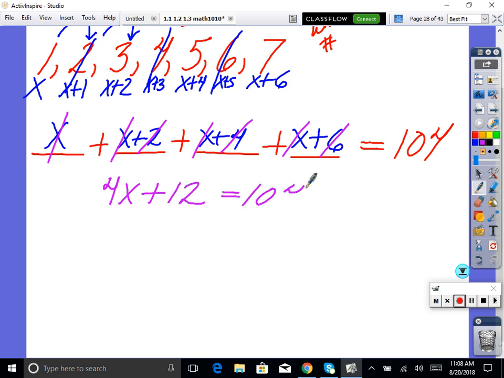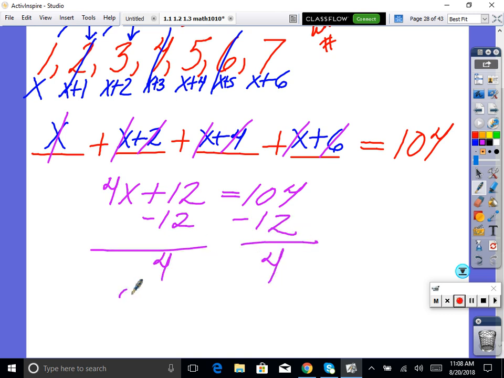Does everybody see how we solve? So our first number is 23. What's the next one? It wants to know all the answers. 25, because it's got to be odd. 27, and you can check, is that true? Add them up. They do equal 104. Isn't that so cool?